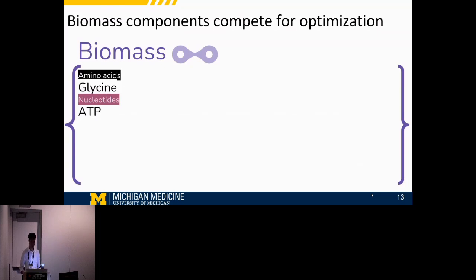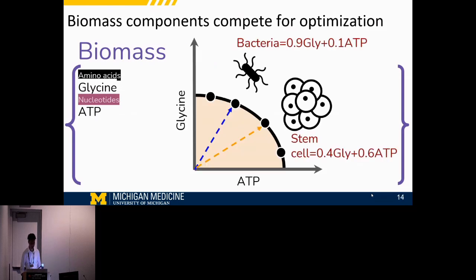It's definitely weird. Let's say if we only pay attention to glycine and ATP here, a bacterial cell would probably choose higher glycine to promote their growth, and a stem cell would choose more ATP to support their maintenance. So obviously, in the phenotypical space, they would compete with each other, then choose different weights or different coefficients for different metabolites.